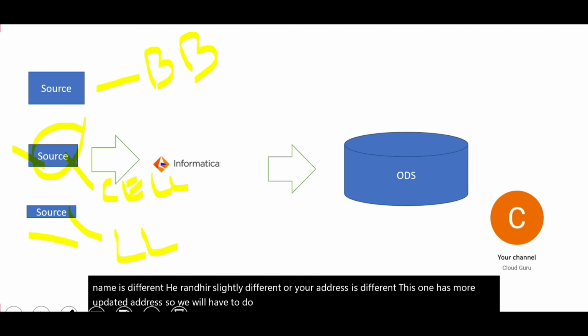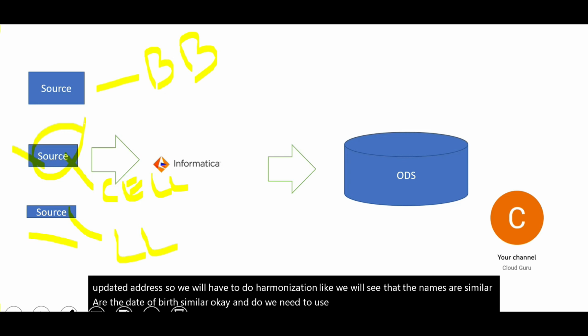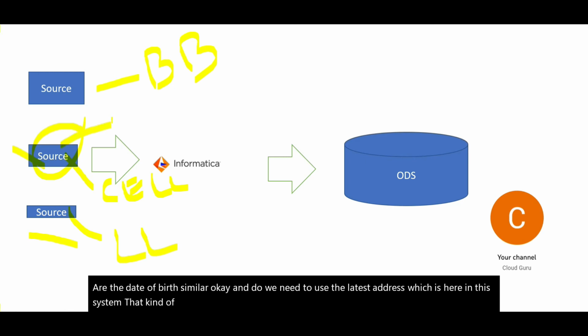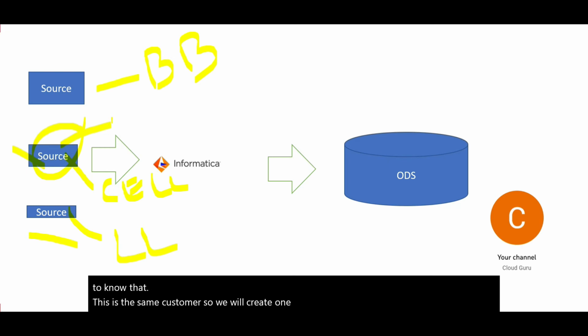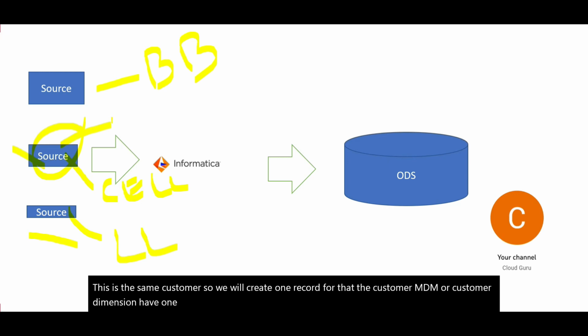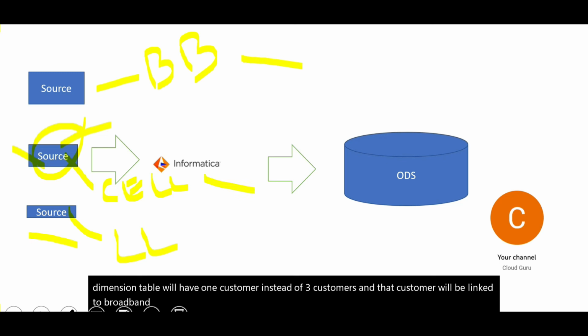We will see that the names are similar. Are the dates of birth similar? And do we need to use the latest address which is in the system? That kind of analysis we do, and we harmonize. Harmonize means we come to know that this is the same customer. So we will create one record for that customer. The customer MDM or customer dimension table will have one customer instead of 3 customers, and that customer will be linked to broadband service, cell phone service, and landline service.